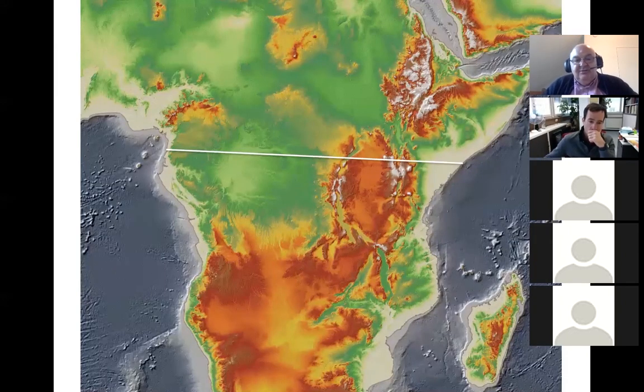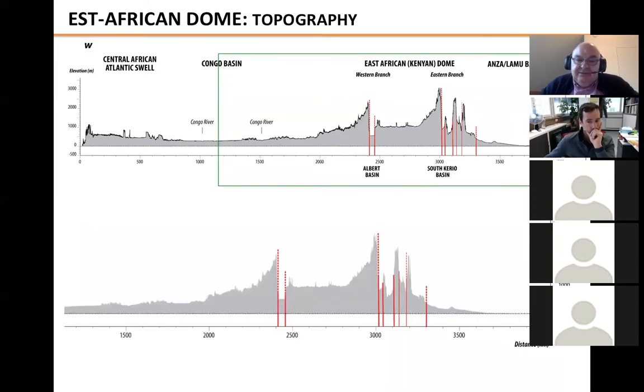And just to show you an example, we're back to the Congo. This is a topographic section between Gabon to the west and the Kenya-Somalia boundary to the east. Okay, this is the topography. You recognize the Congo Basin, the East African Rift with the two branches of the East African Rift.